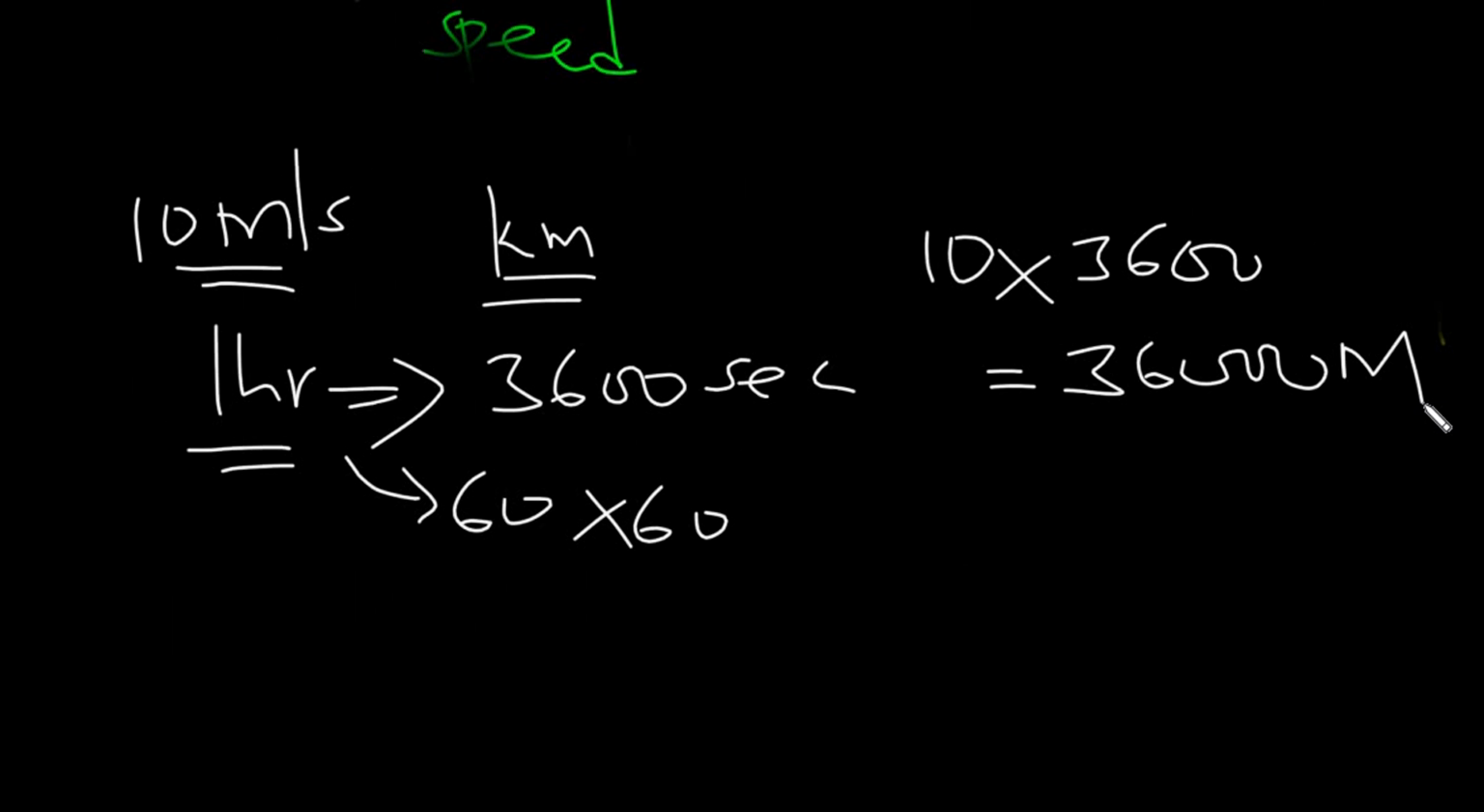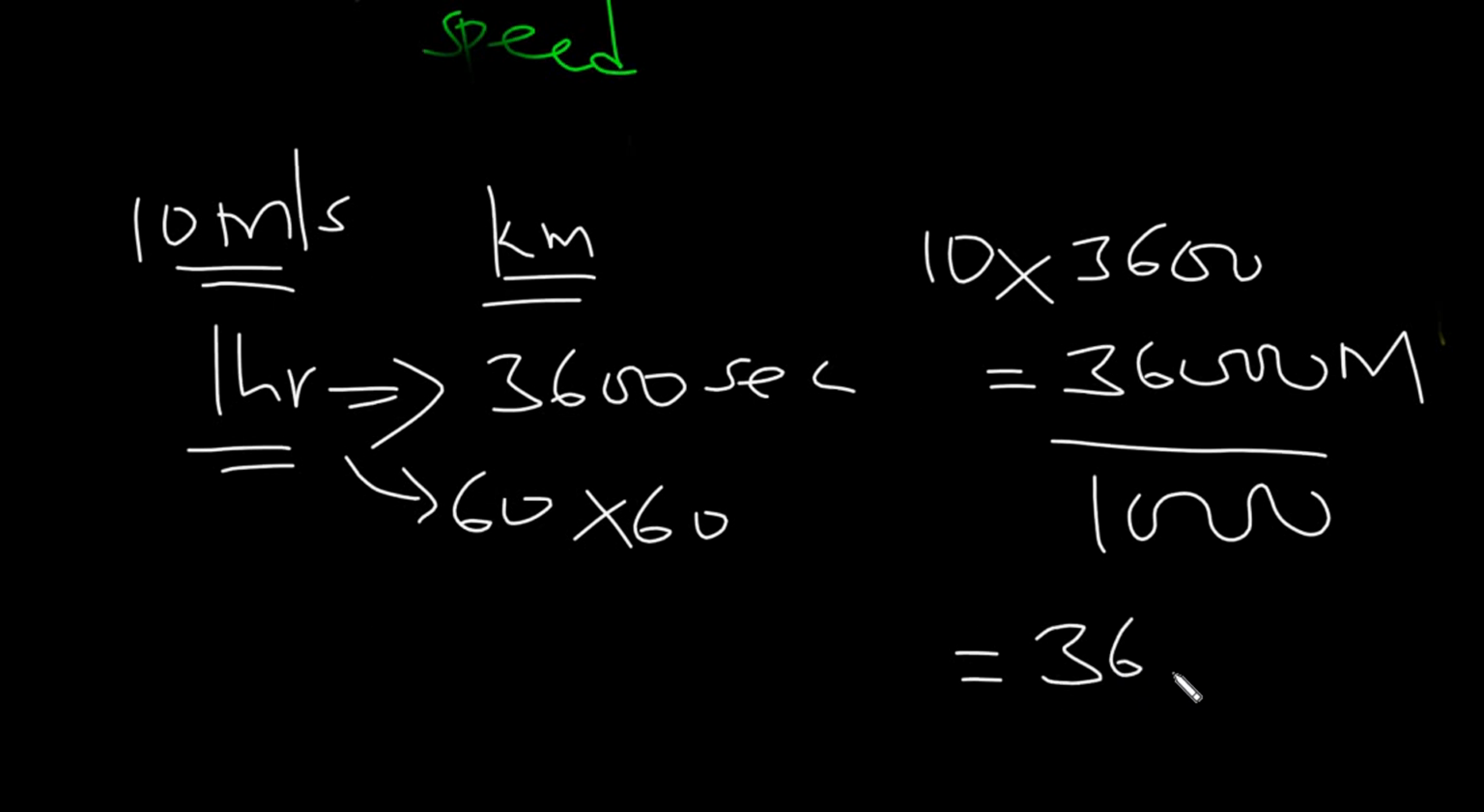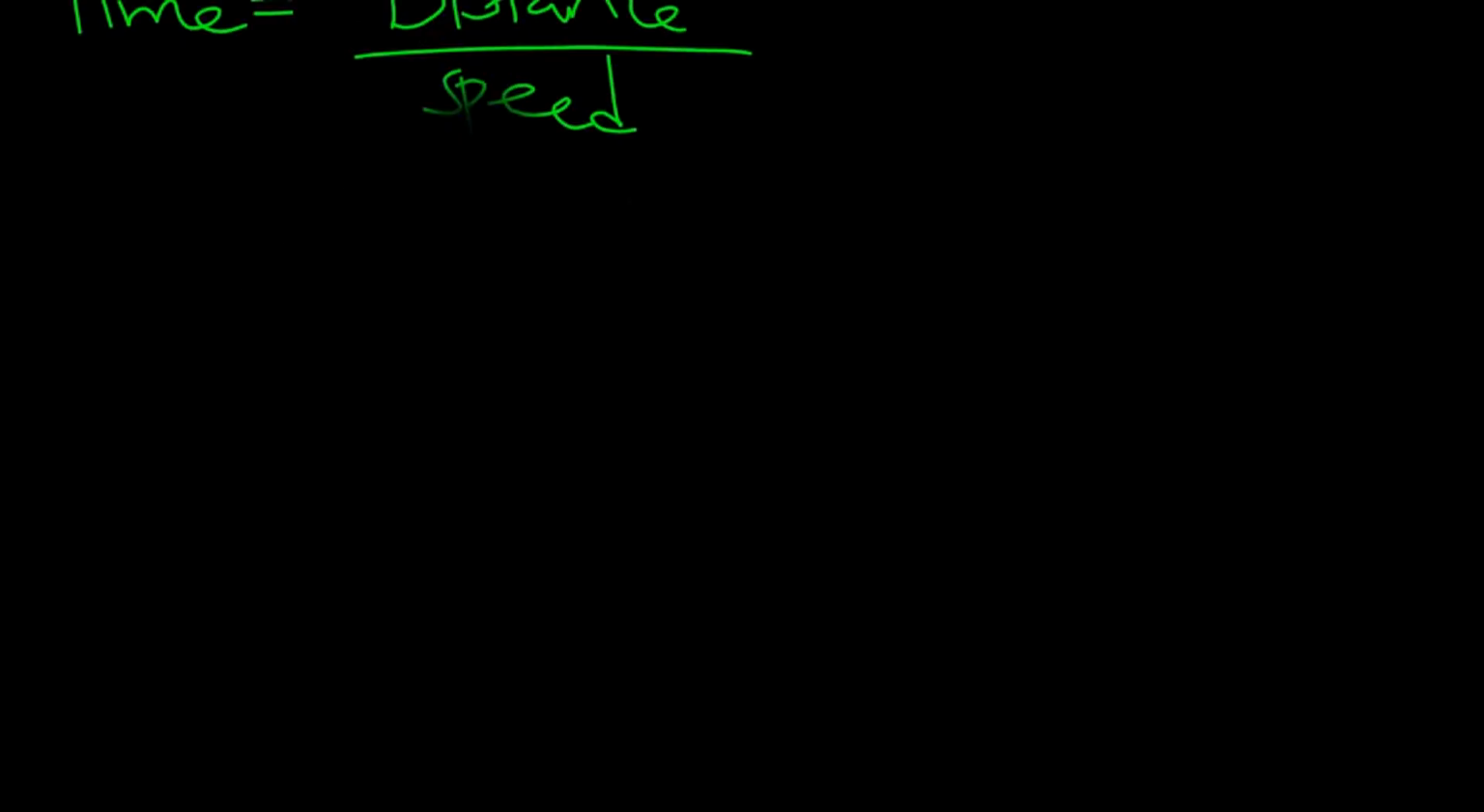But remember, we're supposed to give our distance in kilometers. So to change meters to kilometers, we need to divide by 1,000 meters, since 1 kilometer is equivalent to 1,000 meters. So this is going to give us 36 kilometers. Okay, so let's look at another example.